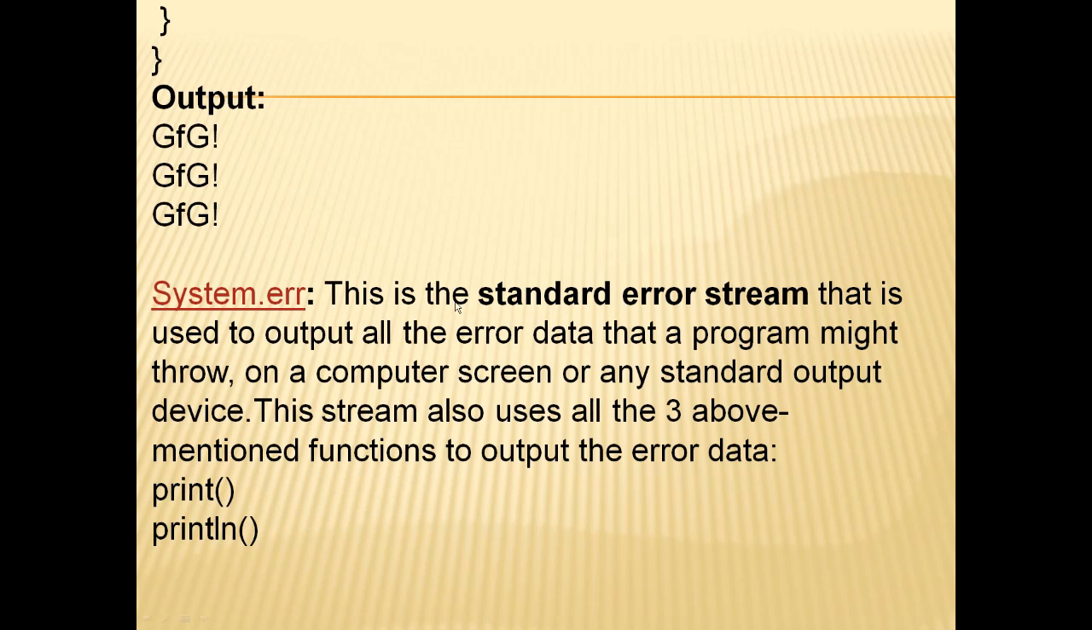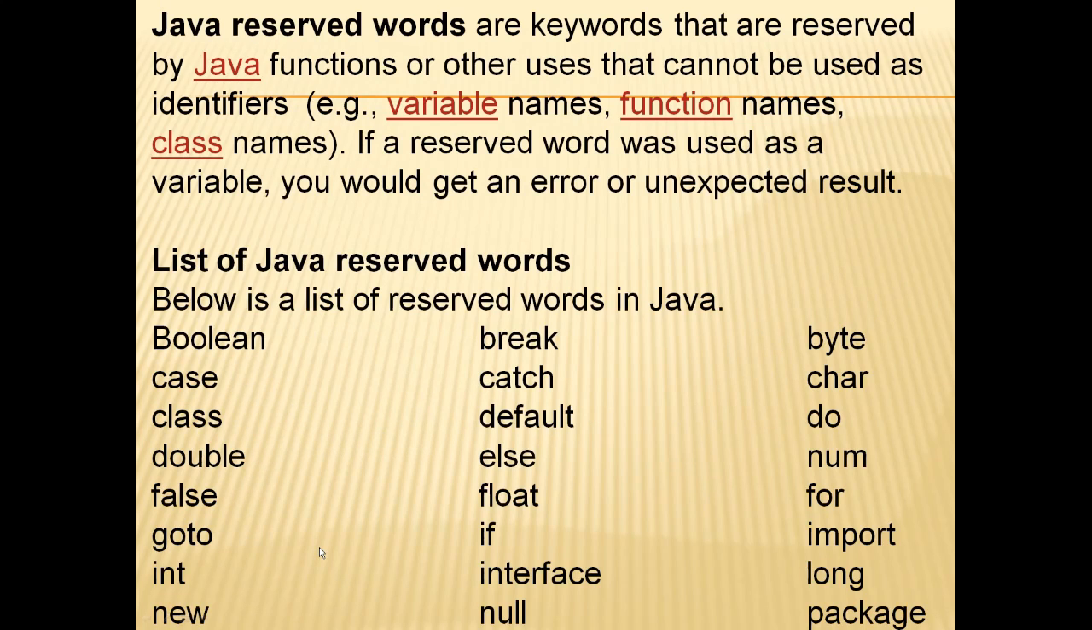Now System.err. It is the standard error stream. System.in is used to input data into the system. System.out is used to display the message. But System.err is a standard error stream that is used to output all the error data that a program might throw on a computer screen or any standard output device. This stream also uses the above mentioned functions, print and println, to output the error data.